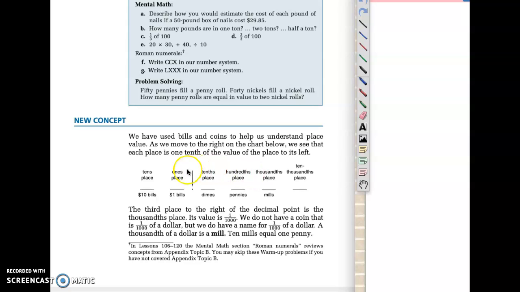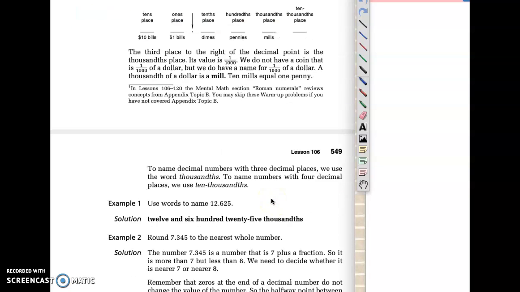Also, it's important to know that with place value, every time you add another place value, you're multiplying by 10. So 10 times 10 would be 100. 100 times 10 is 1,000. 1,000 times 10 is 10,000. And then you keep going. 10,000 times 10 would be 100,000. And that's how we establish our place value. So let's go on.